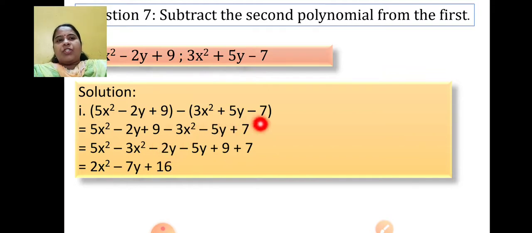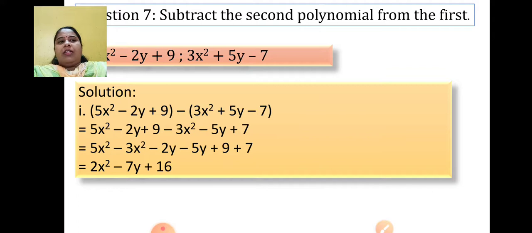Okay, so this way you can subtract two polynomials. What are the basic things to remember? Put the second polynomial in bracket. Next step, change the sign only of the second polynomial, not of the first one. That has to be written as it is. Second polynomial, all signs are changed. Collect the like terms, add or subtract to get the final answer.